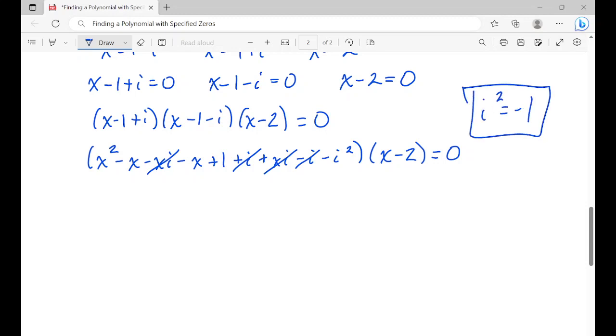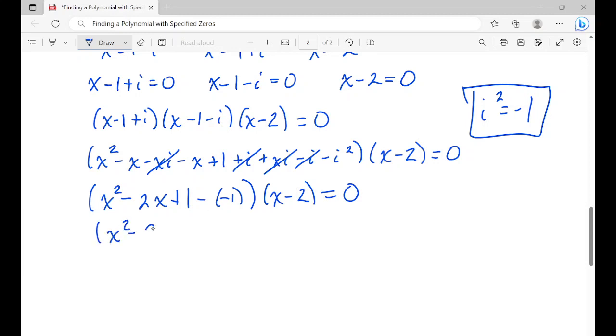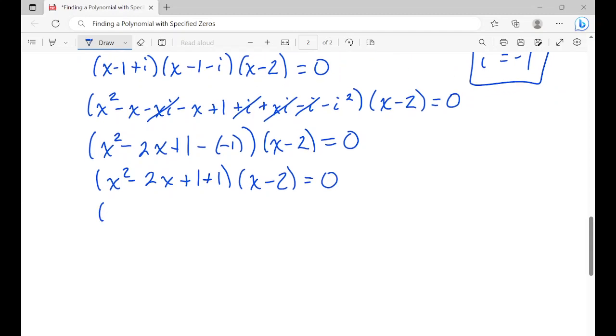This is a very important fact, otherwise you would not be able to do this, so you need to know that. So combining the like terms and changing forms, x squared minus 2x plus 1 minus a negative 1 for the i squared, and then times (x minus 2) equals 0. And this is just a double negative, which is going to give me a positive. Combine like terms one more time: (x squared minus 2x plus 2)(x minus 2).